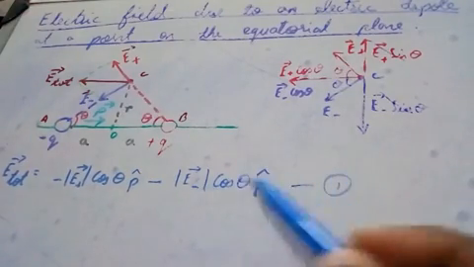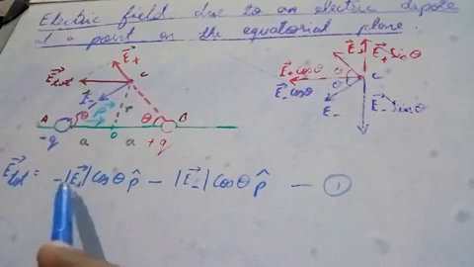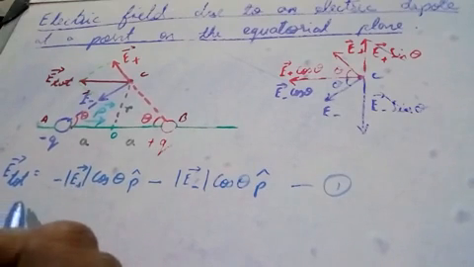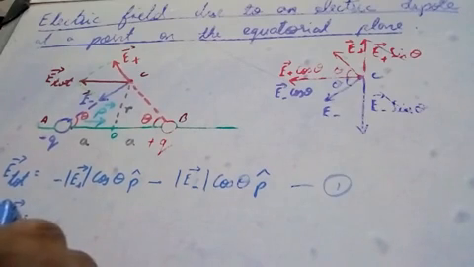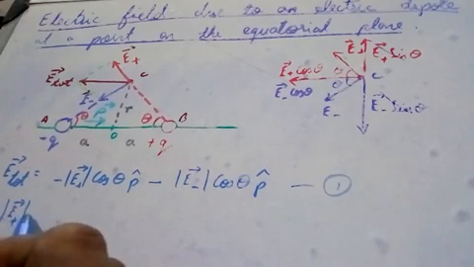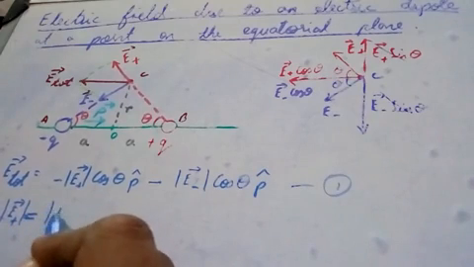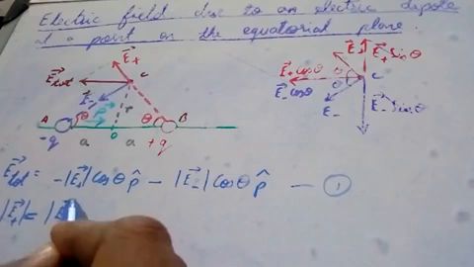Now we must find what is the electric field due to the positive charge here. Let me write this down: electric field due to the positive charge, E plus. You must find the magnitude of this also. That is equal to the electric field due to the negative charge.